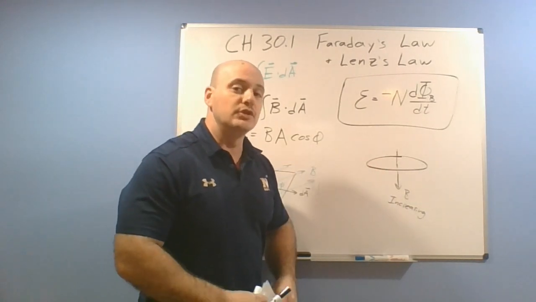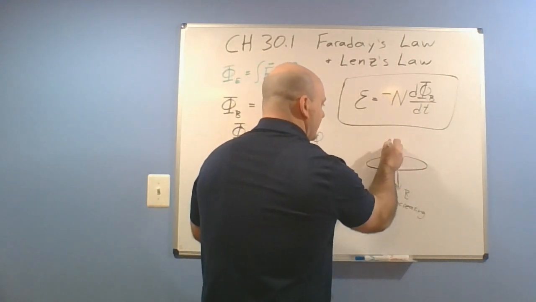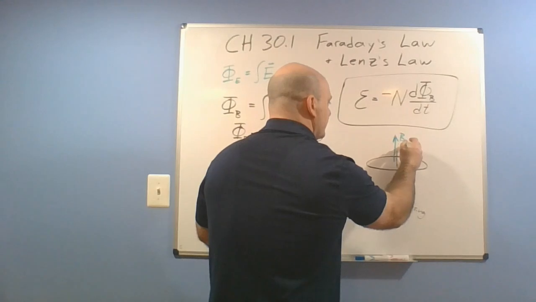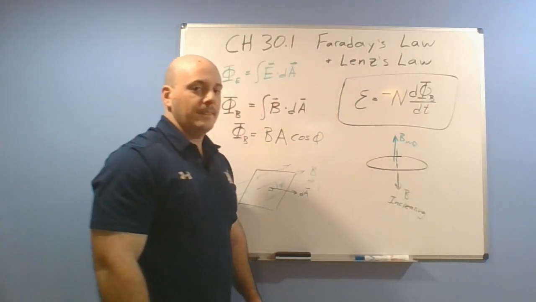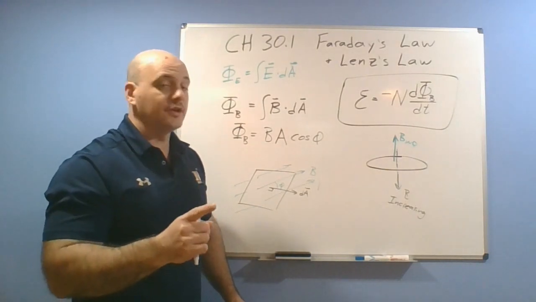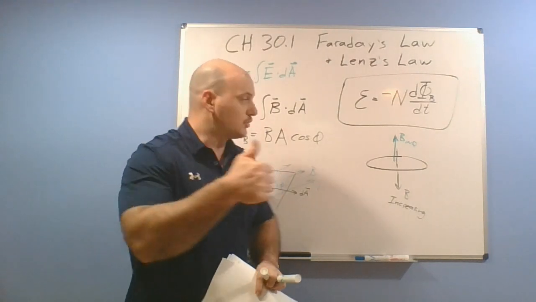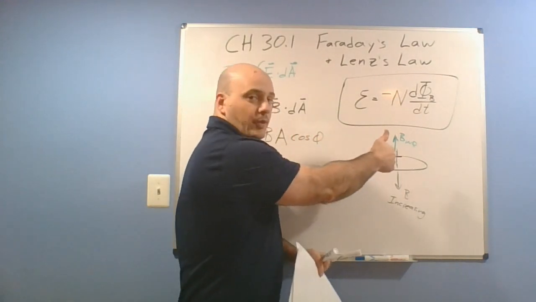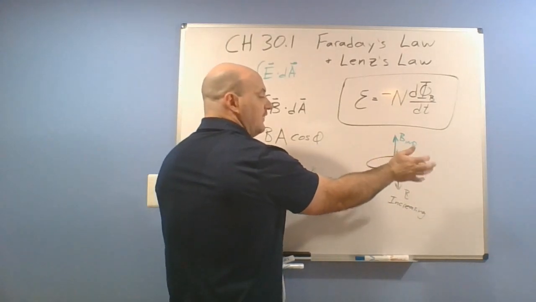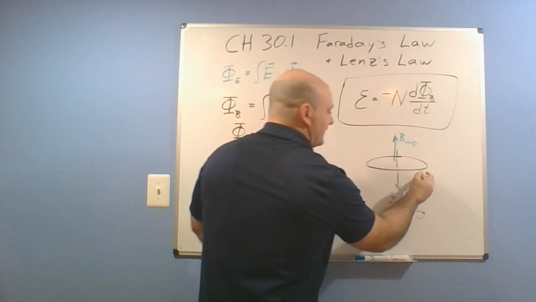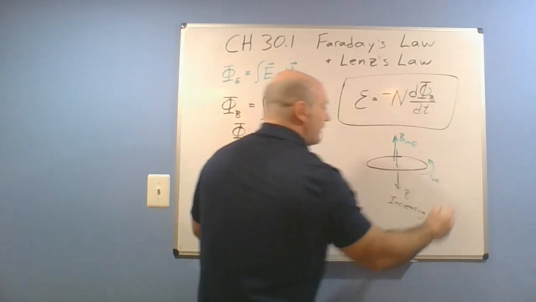So therefore, the induced magnetic field would oppose that change. It would be oriented in the upward direction. There's our induced field. Now, how do we determine the current based on that induced field? Well, remember, that comes from the right-hand rule. So we take our thumb pointing in the direction of the induced magnetic field, our fingers curl around in the direction of current, and we would see that the induced current goes around in that direction.